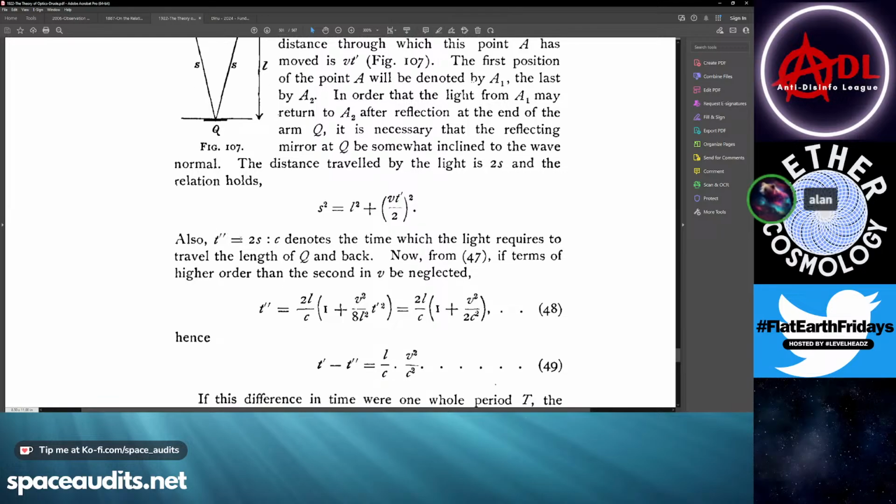Also, if T double prime equals 2s over C, it denotes the time light requires to travel the length of Q.